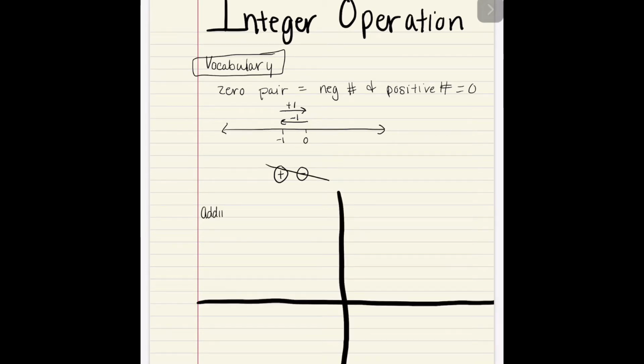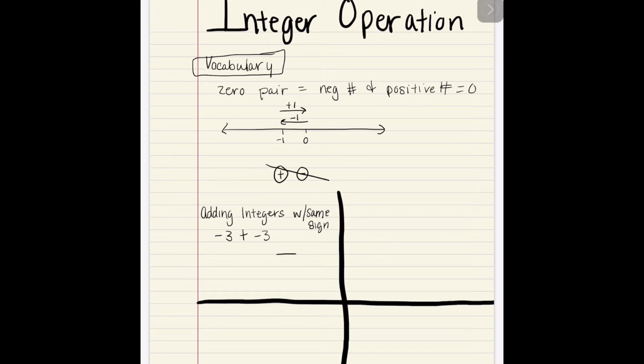Next, we'll be adding integers. And what I'm going to do is show you how to add integers using the standard algorithm with the same sign. So first thing you do, if we have -3 plus -3, we see that they're both negative numbers.